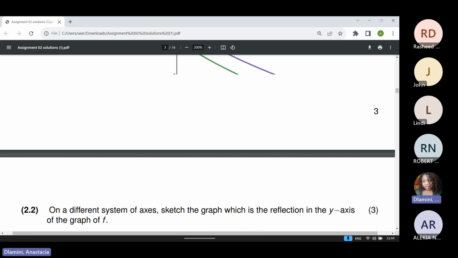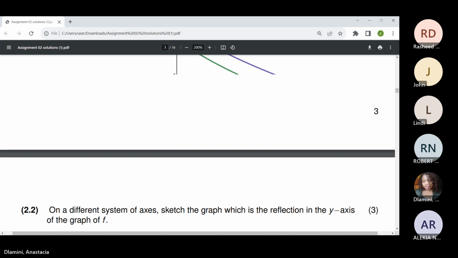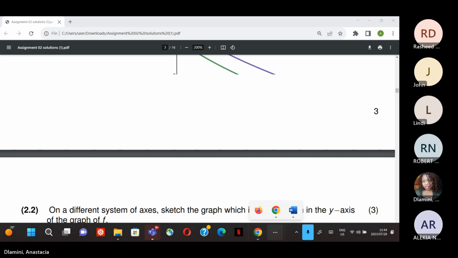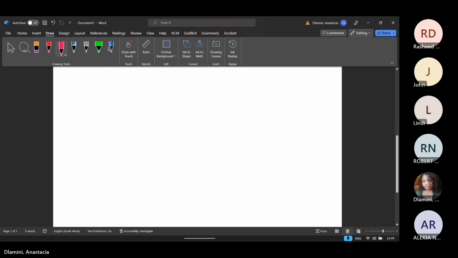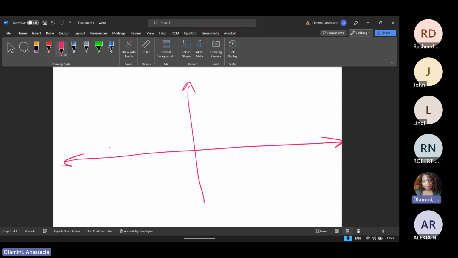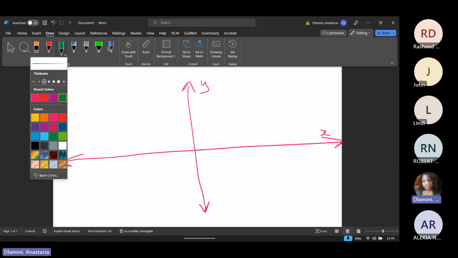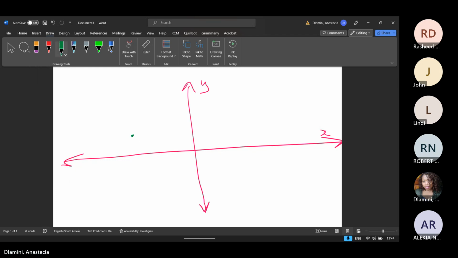Now, on the different sets of x's, sketch the graph which is a reflection in the y-axis of the graph. So now, we know that this is our graph. We know that our graph looks like this at the end of the day, after performing the whole transformations and then drawing the y-axis. This is what we obtain, right?